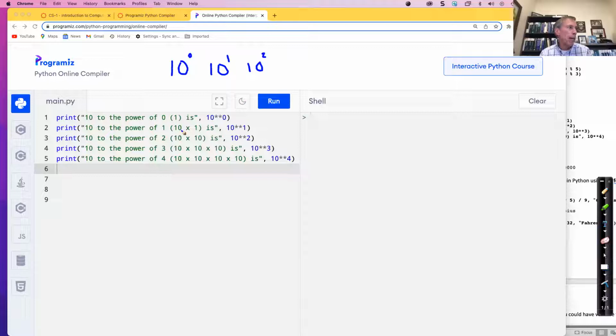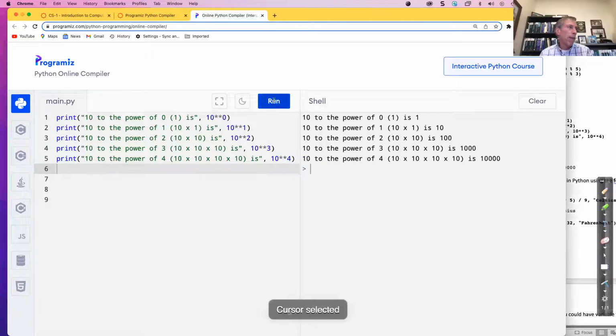10 to the power of 1 is just 10. 10 to the power of 2 is 10 times 10. 10 to the power of 3 is 10 times 10 times 10. 10 to the power of 4 is 10 times 10 times 10 times 10. Okay. The way we do this is using this to indicate this. Okay. So let's run this, and here we go. 10, 100, 1,000, 10,000, etc. So that's how we can do exponents.